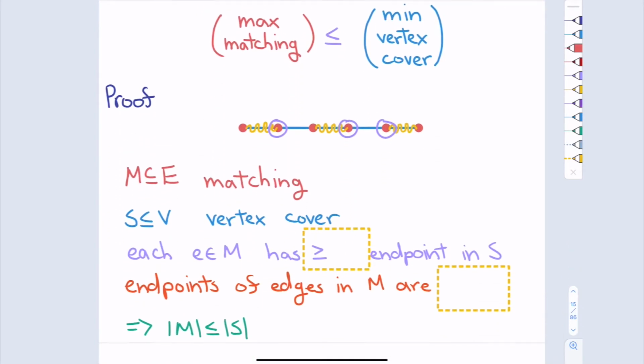So I want to show that if you give me any matching and any vertex cover, the number of edges in the matching is at most the number of vertices in the vertex cover. So let M be a matching, let S be a vertex cover. Now I left one part blank. Every edge in our matching has at least blank endpoints in our vertex cover. What goes in the square?